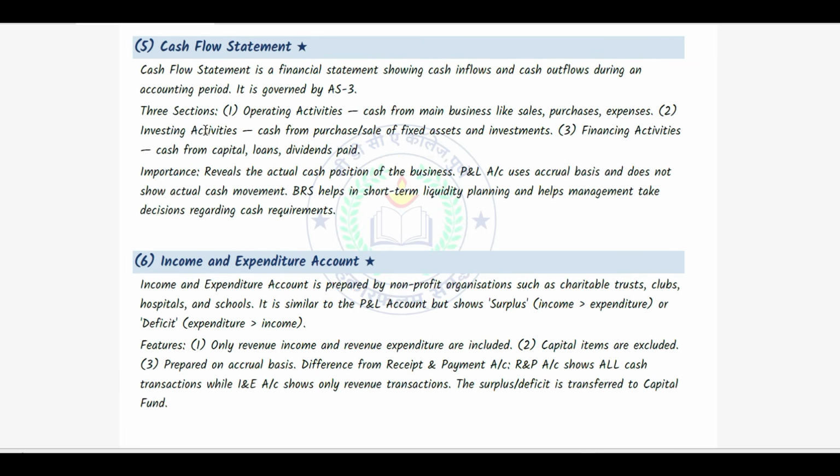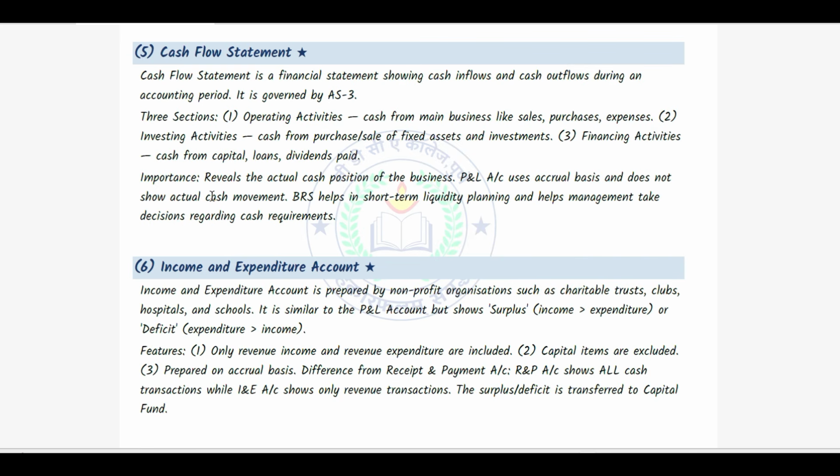Next, number six, income and expenditure account. Income and expenditure account is prepared by non-profit organizations such as charitable trusts, clubs, hospitals, and schools. It is similar to the profit and loss account, but shows surplus, that is income greater than expenditure, or deficit, expenditure greater than income.